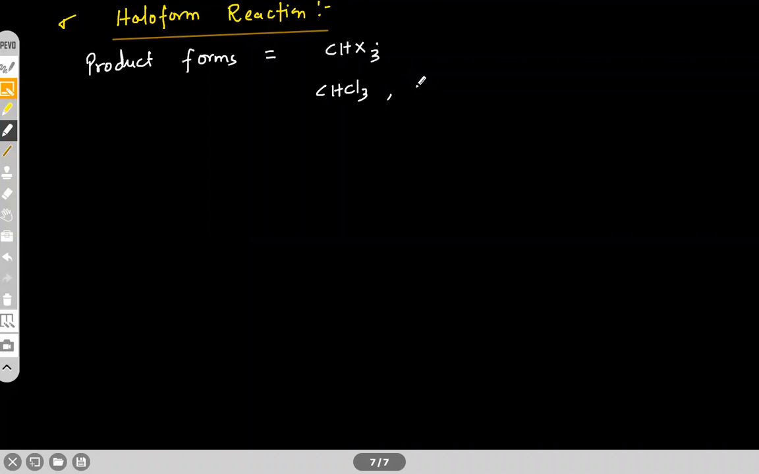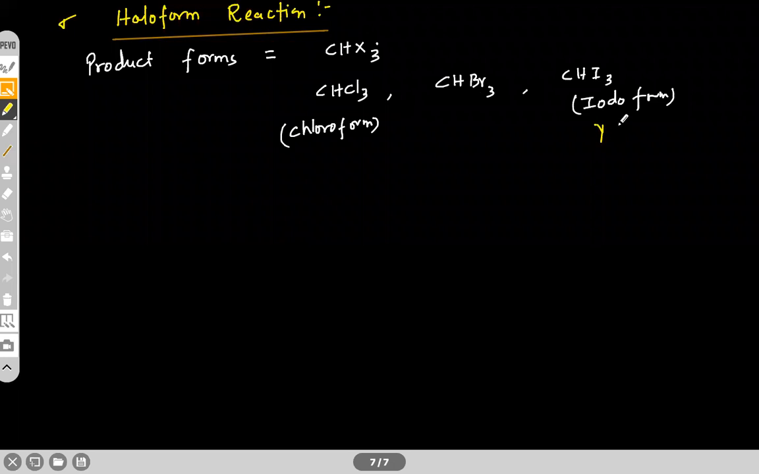We can get CHBr3, bromoform. We can get CHI3, that is iodoform. If these products form, it means the reaction is a haloform reaction, right? This is chloroform. This is bromoform. The color of CHI3 is yellow. CHCl3 is a colorless liquid. CHBr3 is pale yellow.